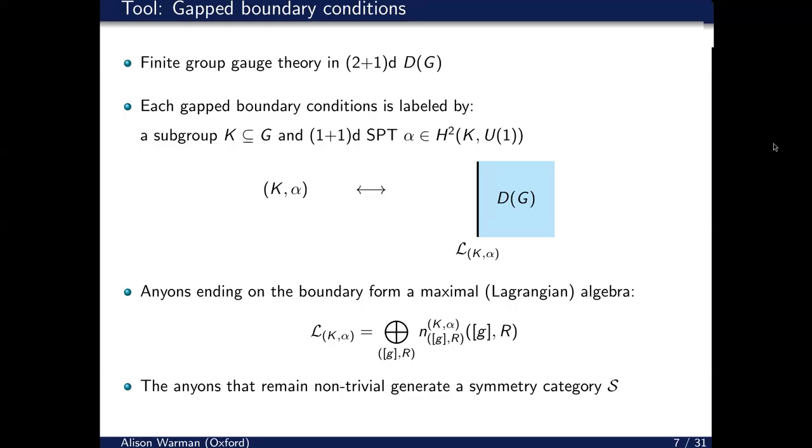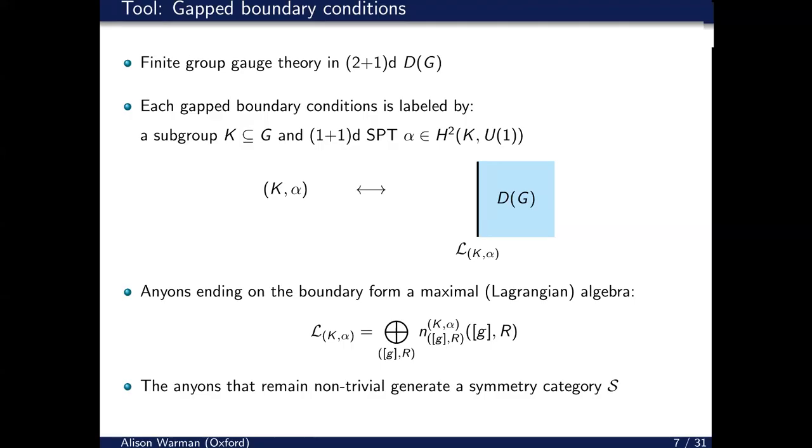So physically, we can think of this as starting with the gapped boundary condition for G symmetry, also known as the Dirichlet boundary condition, on which all the irreps can end, all the charges, and then stacking with the 1+1D SPT here on the boundary, and then gauging the subgroup K. So this will give rise to a maximal condensable algebra of anyons that can end on this boundary. The anyons instead that get projected and remain non-trivial will generate a possibly non-invertible symmetry S.